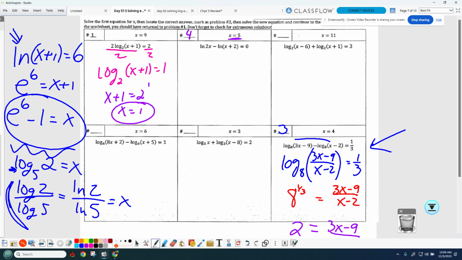Yes. I got 2 for both of these. I don't know which one I messed up. Well, you said x equals 1 here. No, this is 2. Okay.